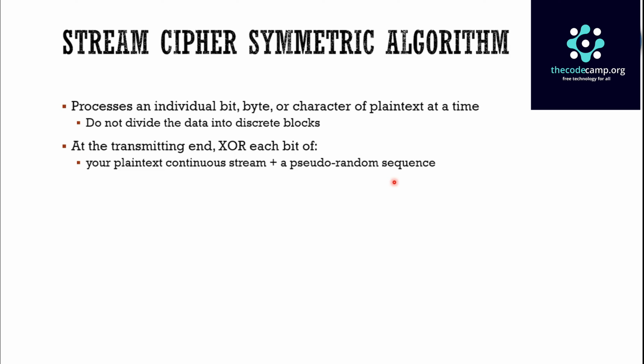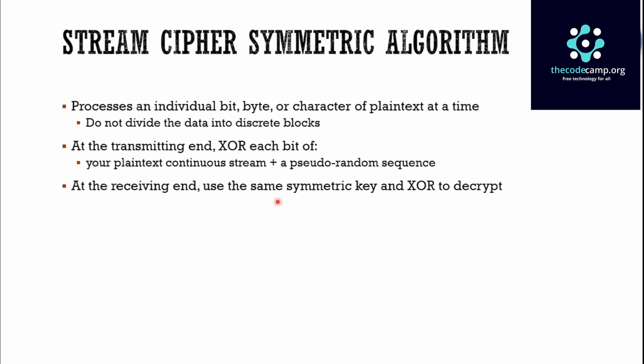So they're going in parallel, and then we XOR them, and we'll see whatever the output is. The output is then the encrypted output. At the receiving end, you use that same pseudo-random sequence, that same symmetric key, and you XOR to decrypt.